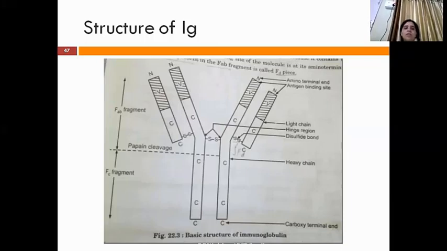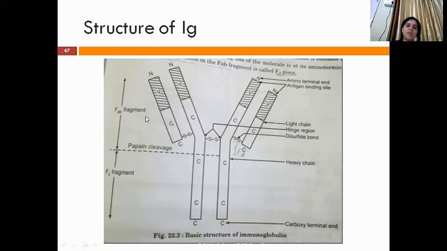Now, immunoglobulin firstly contains 4 polypeptide chains. Here you can see these are the long or heavy chains, and these are the smaller chains. So in total 1, 2, 3, 4, four chains are present. Here you can see that the upper portion is called the Fab fragment, the lower portion is called the Fc fragment, which is the crystallizable fragment, and here it is Fab1.